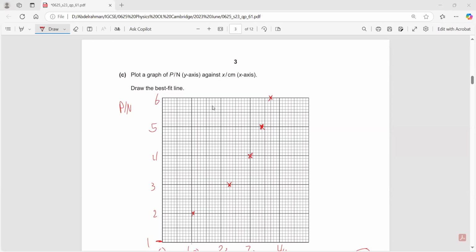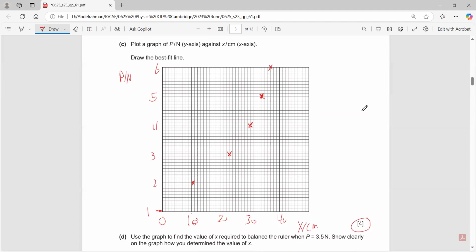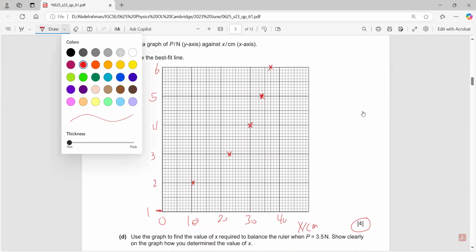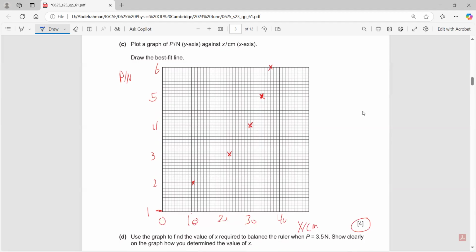Why? Because if you try to draw a straight line, it wouldn't pass anywhere near most of the points. If we draw any straight line, it wouldn't pass near all of the points. So for this very specific line, it would have been a curve. You have to draw a continuous curve. So it would be somewhat like this.